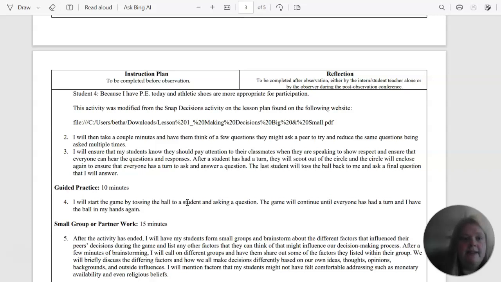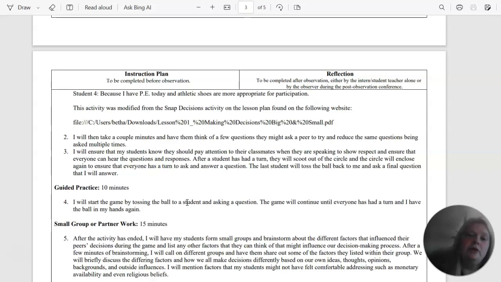I did find this activity from the Snap Decisions activity on a lesson plan on this website. I did modify it a little bit to include some different types of questions. So before we start the game, I would have my students take a couple minutes and just think of a few questions that they might ask a peer. That way we can try and reduce the same questions being asked multiple times.